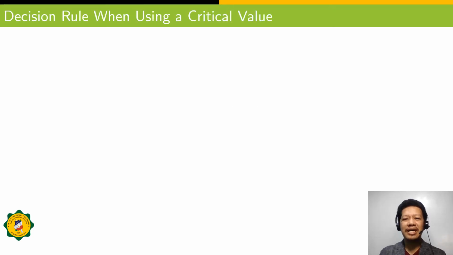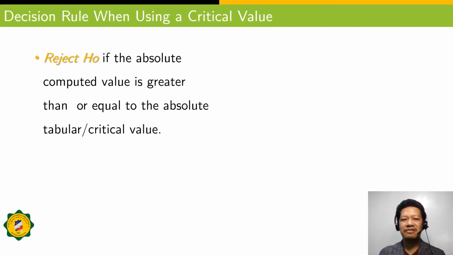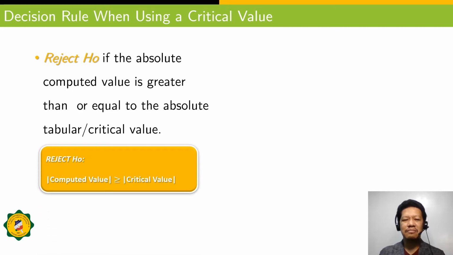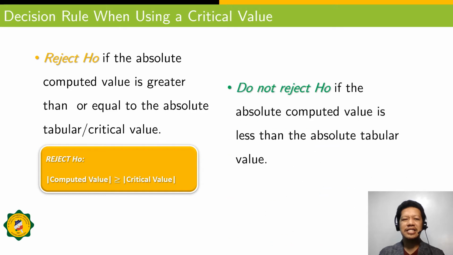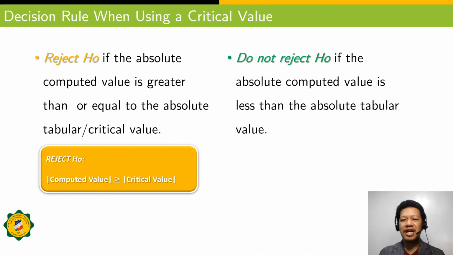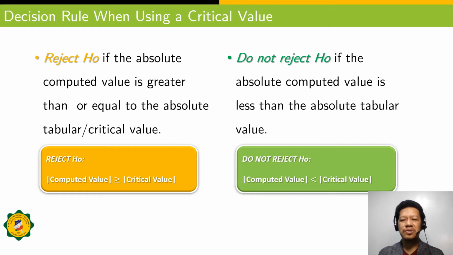And how to make a decision using the critical value. So this is the decision rule when using a critical value. You have to reject the null hypothesis if the absolute computed value is greater than or equal to the absolute critical value. That in symbols we have this. And then we do not reject H0 if the absolute computed value is less than the absolute tabular or critical value. In symbols, we have this.